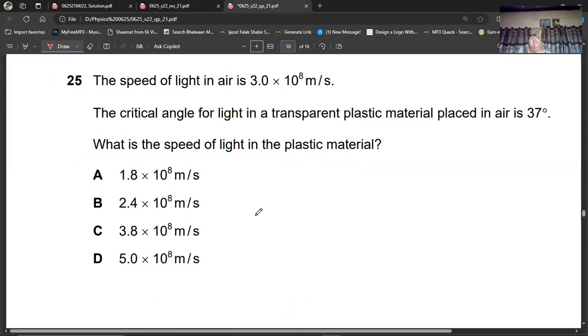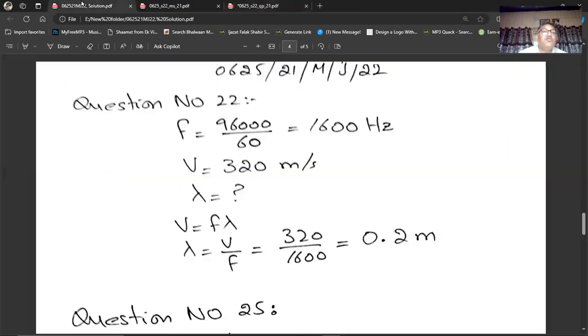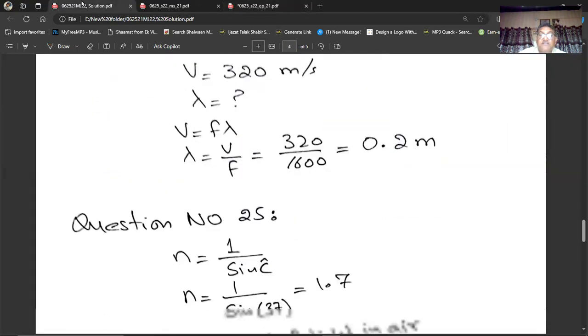To find the refractive index, we have two different formulae. One is that n is equal to 1 divided by sine c. Another formula for n is speed of light in the air divided by the speed of light in that medium. So I know the critical angle, that's 37 degrees. I can find its refractive index. Once I know the n value, and I know the speed of light in the air, then I can find the speed of light in the plastic. Let me show you. Question number 25.